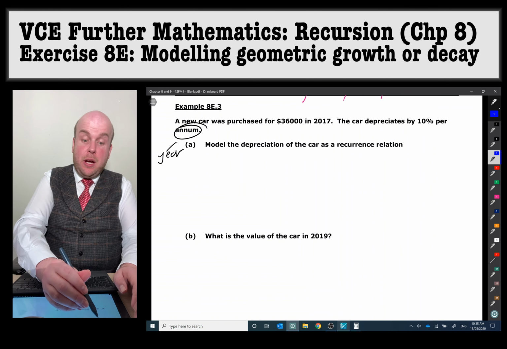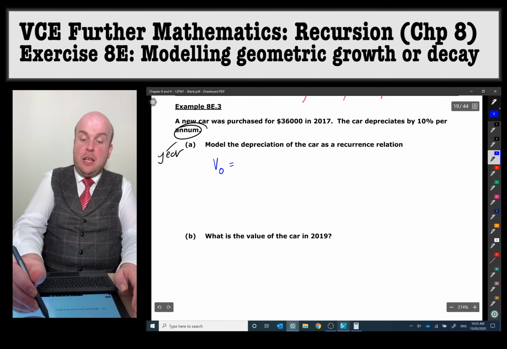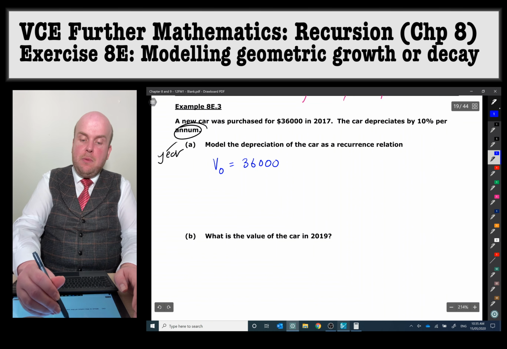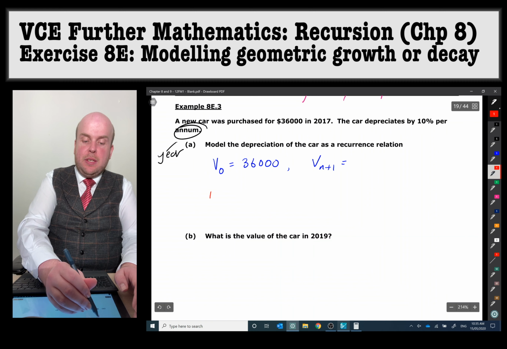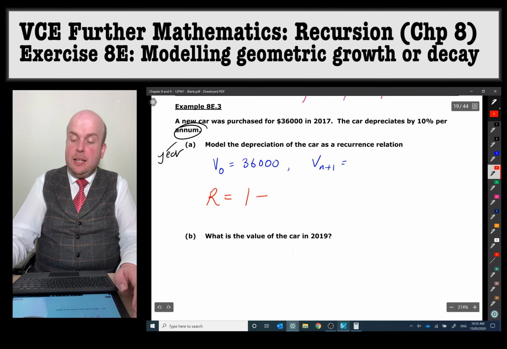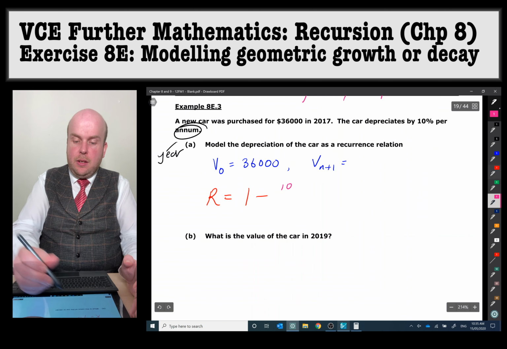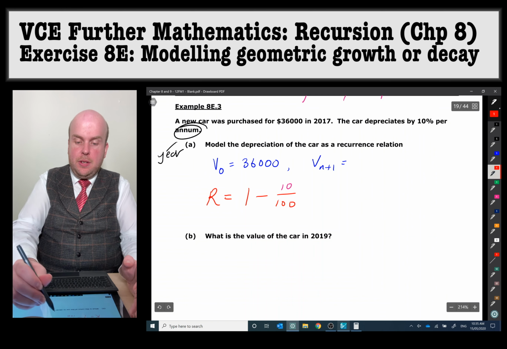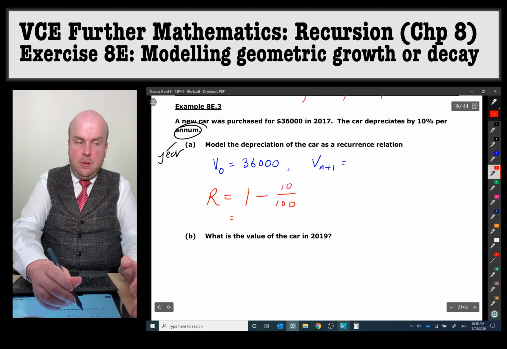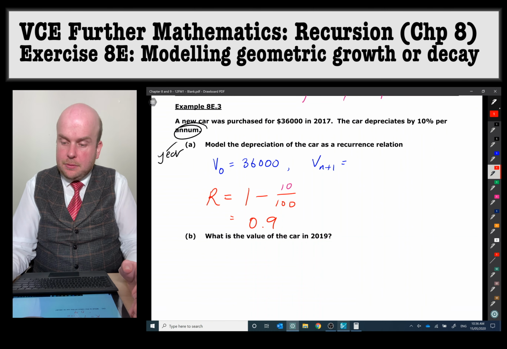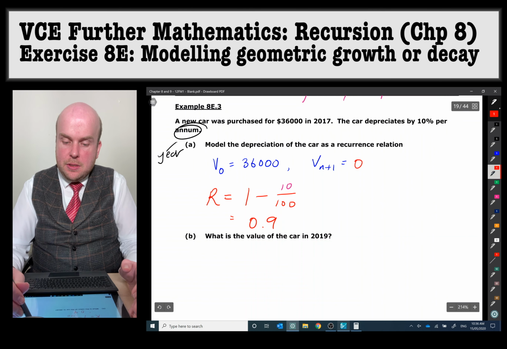So I'm going to start by writing V naught is equal to the initial amount, which was 36,000. And then we need to write the rule. So we need to work out what the R value is. So R is equal to 1 minus the little r, so the rate, which is 10 over 100. And this is equal to 0.9. So my recurrence relation is 0.9 Vn.